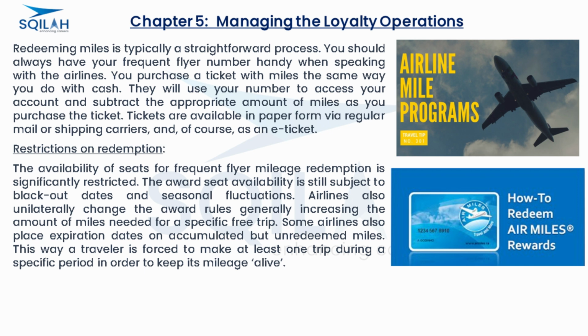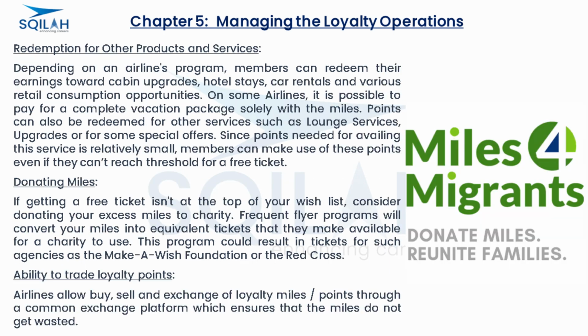Restrictions on redemption. The availability of seats for frequent flyer mileage redemption is significantly restricted. The award seat availability is still subject to blackout dates and seasonal fluctuations. Airlines also unilaterally change the award rules, generally increasing the amount of miles needed for a specific free trip. Some airlines also place expiration dates on accumulated but unredeemed miles. This way a traveler is forced to make at least one trip during a specific period in order to keep the mileage alive.